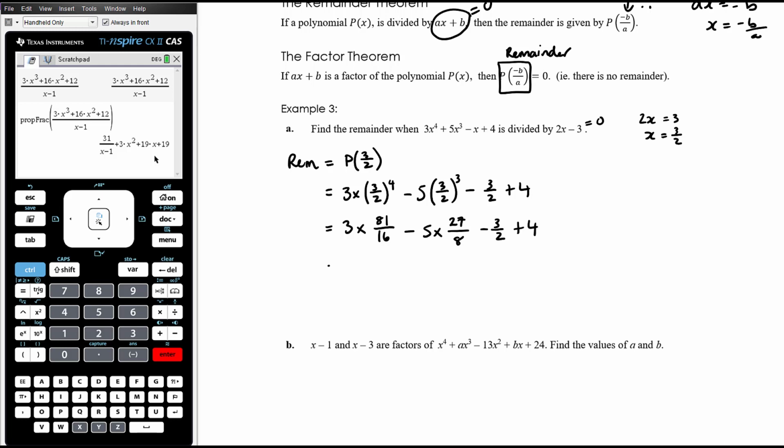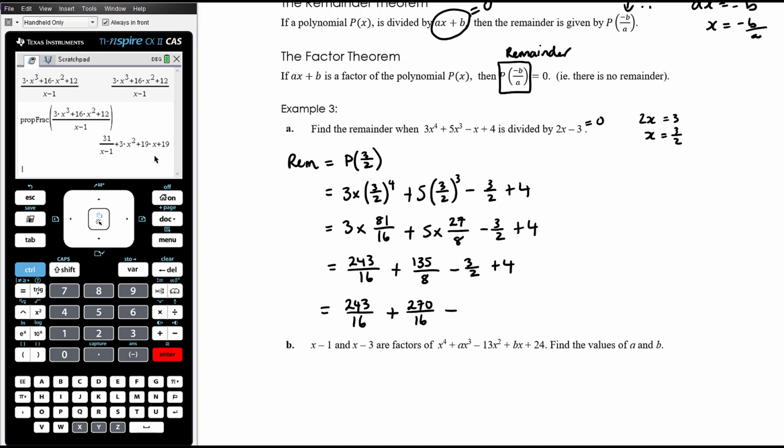Okay, so 3 lots of 81, 3 80s are 240, and 3 1s are 3, so 243 on 16, minus 5 27s, well 5 20s are 100, and 5 7s are 35, so it's 135, minus 3 on 2 and plus 4. Okay, so we're going to need a common denominator to put all of that together. Lowest common denominator here will be 16, so 243 on 16, plus, we need to double the numerator and denominator here, so that's 270 on 16. Oh sorry, that shouldn't be a minus, that should be a plus.